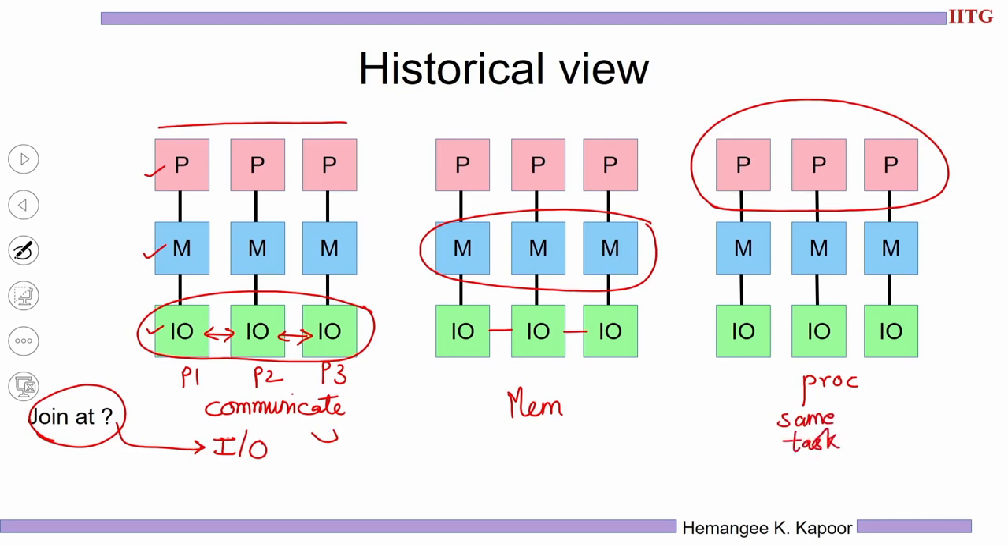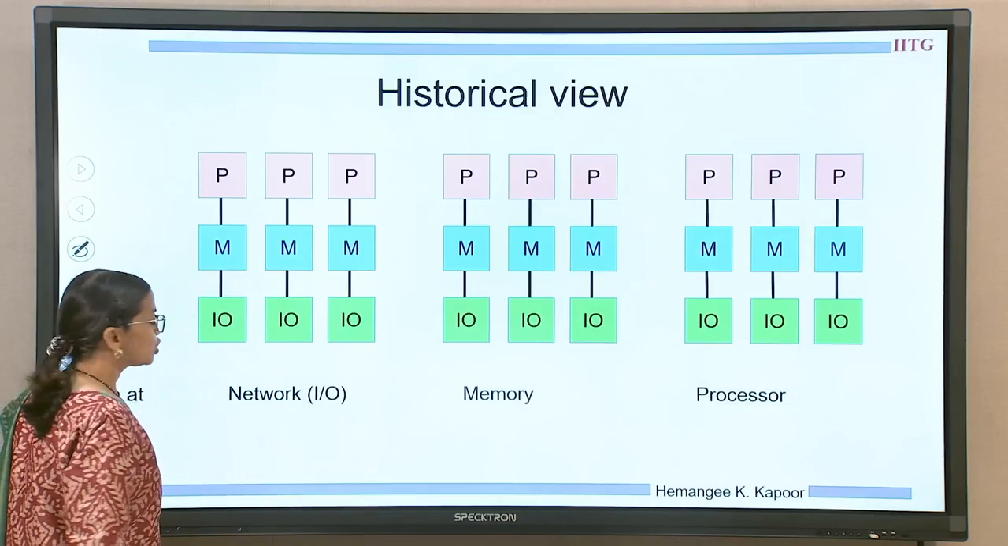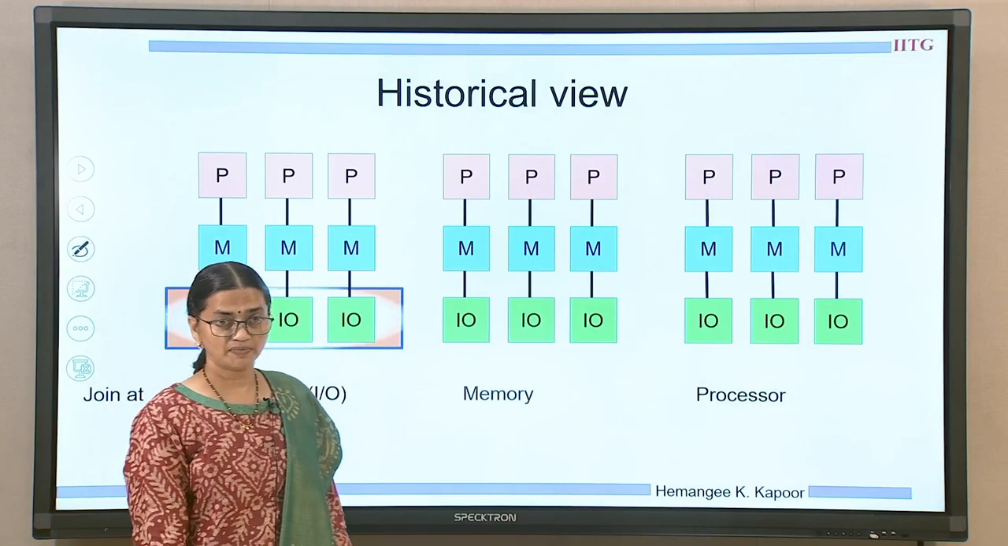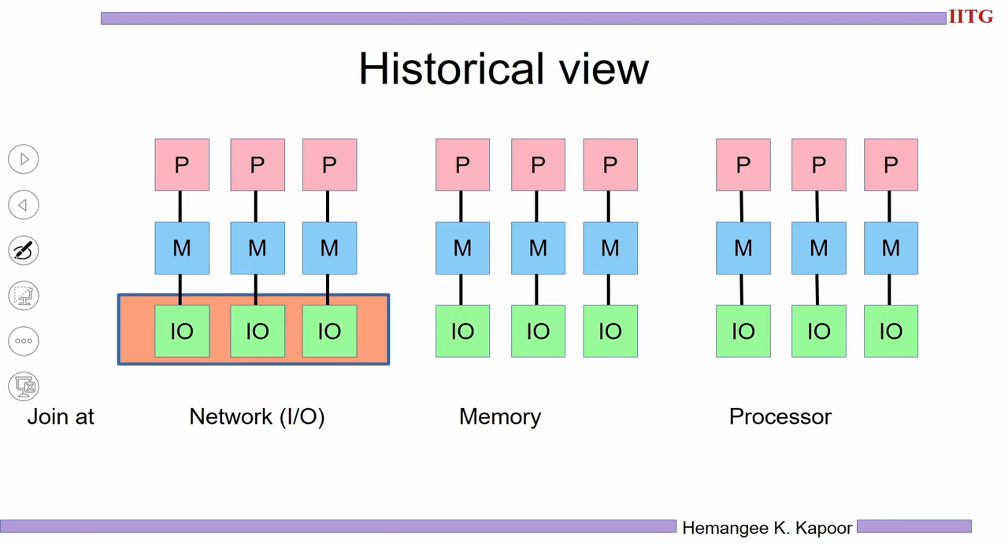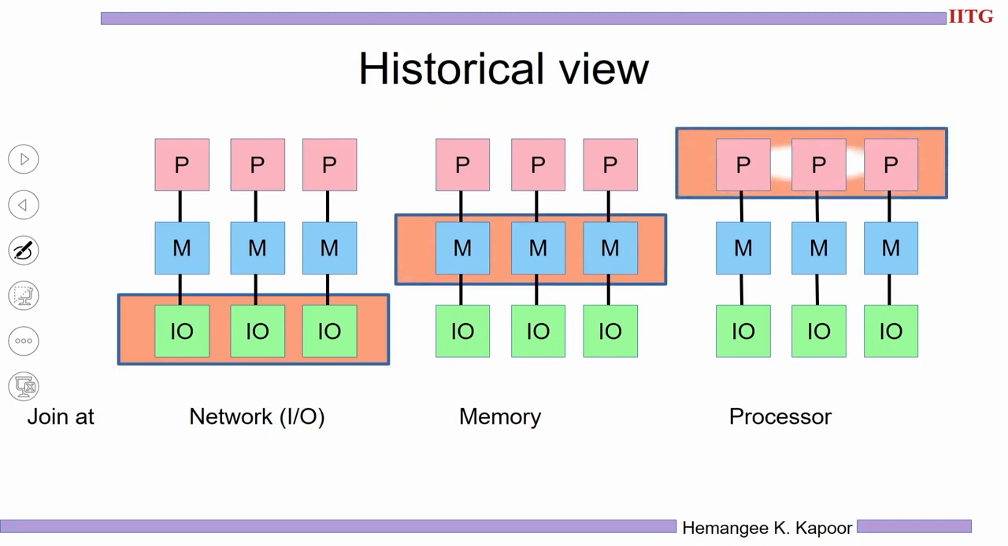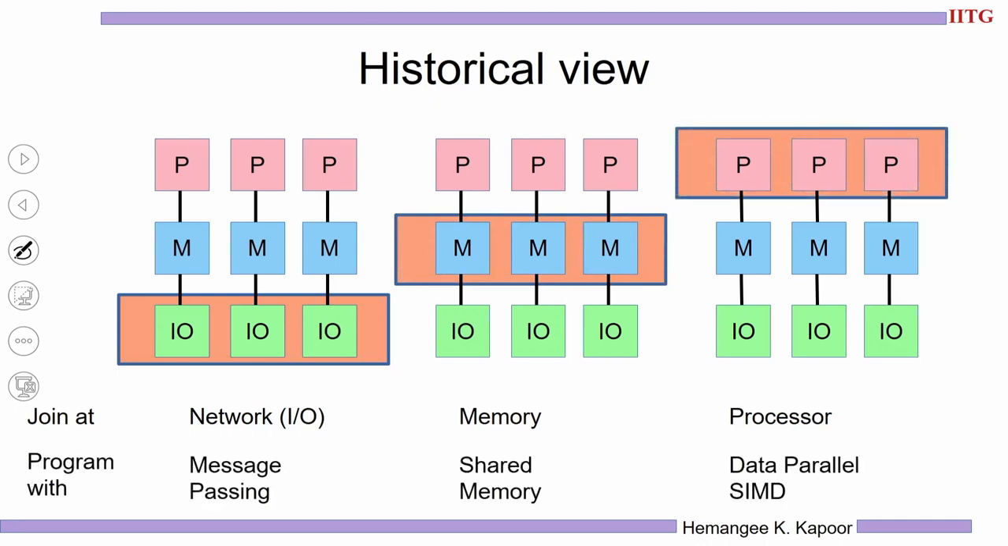What is this called? Same task, different data: single instruction, multiple data. So this is a SIMD type of design. Joining at network is one type of communication, joining at memory is the second one, and joining at processor is the third one.